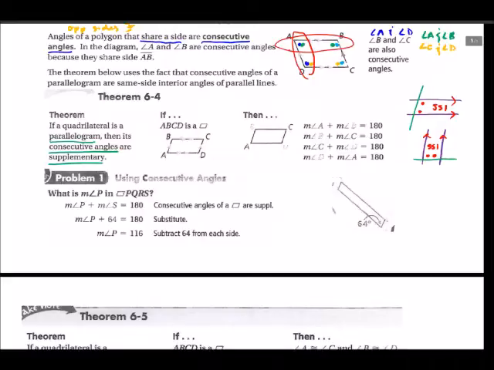So this should come as no surprise either, and it works for the right-hand side and the bottom as well. We can add in this transversal over here and this transversal up here, and we still have consecutive angles are supplementary, just like we saw up in our picture up there.